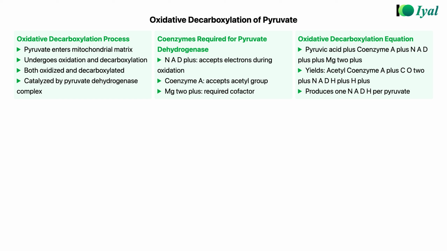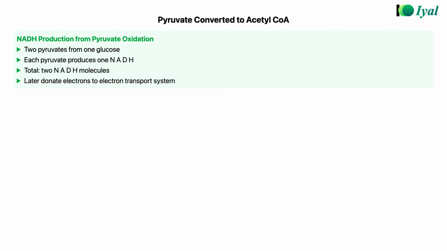One pyruvate produces one acetyl-CoA, one carbon dioxide and one NADH. Since one glucose makes 2 pyruvates, oxidation of both pyruvates gives 2 acetyl-CoA and 2 NADH. This is the link between glycolysis and Krebs cycle. Very important link. Remember, one glucose gives 2 pyruvates. Each pyruvate gets oxidized by pyruvate dehydrogenase. Each oxidation produces one NADH. So from one glucose, 2 NADH molecules are produced at this stage.